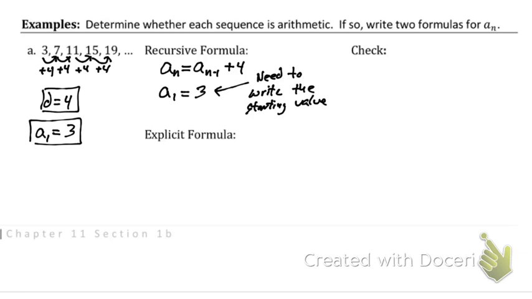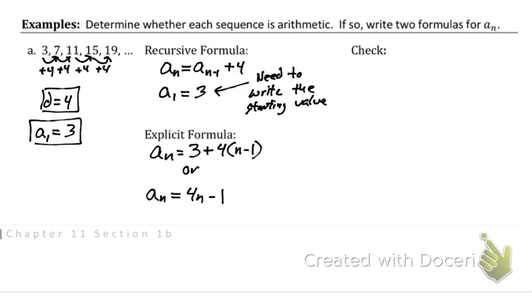Explicit formula is just going to be a sub n is going to equal our very first term, our a sub 1. So that's 3 plus our d value, which is 4, times n minus 1. Or we can distribute that 4, and we're going to end up with 4n minus 4, so that's going to be minus 1. If I distribute that 4 to the negative 1, I do my a minus my b. Either one of those is the exact same formula.